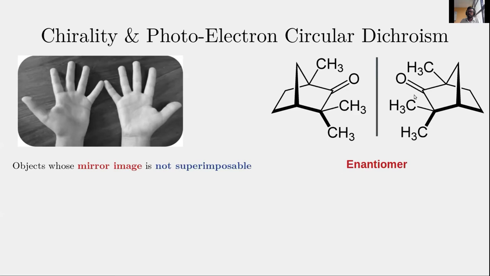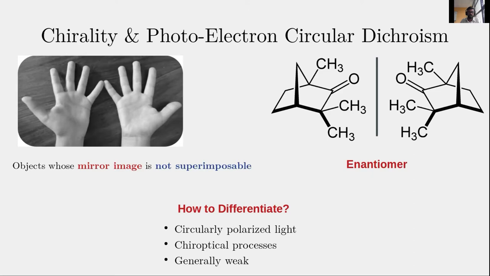Now, studying these chiral molecules is of great importance, as many biological processes are sensitive to the chiral nature of the molecules, especially in pharmacology. Therefore, we should be able to differentiate the two enantiomers. There are a number of ways to differentiate them. One is to use circularly polarized light and various other chiroptical processes, which are generally weak. But there is another chiral process called photoelectron circular dichroism, which we will use to study.